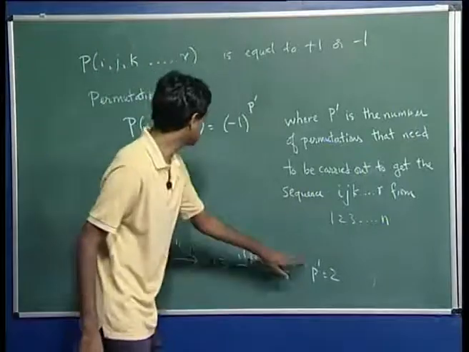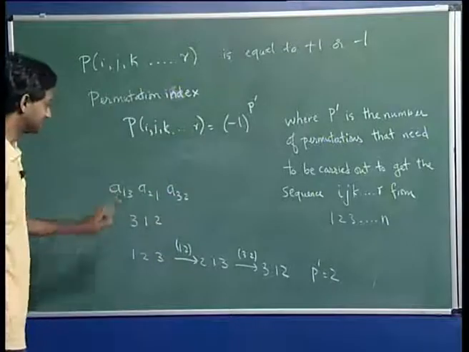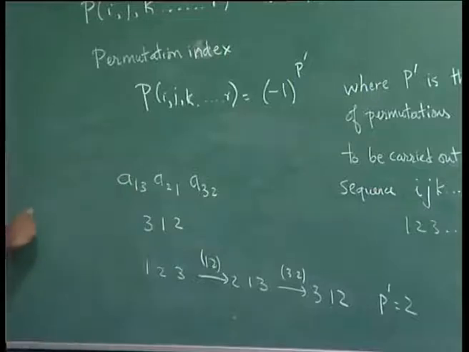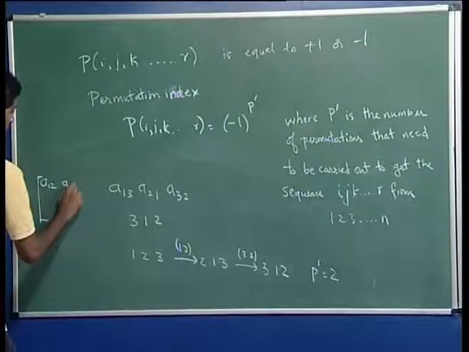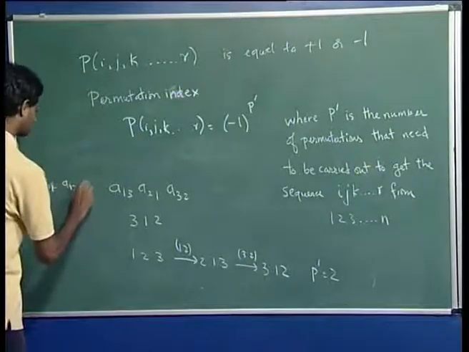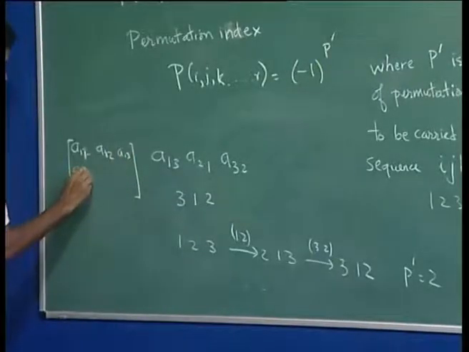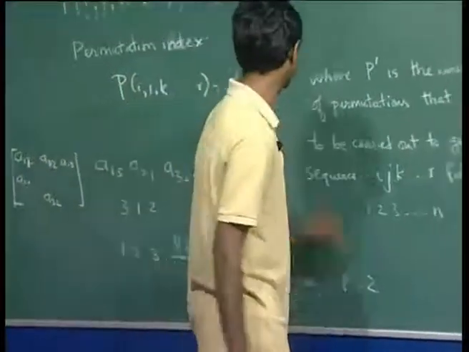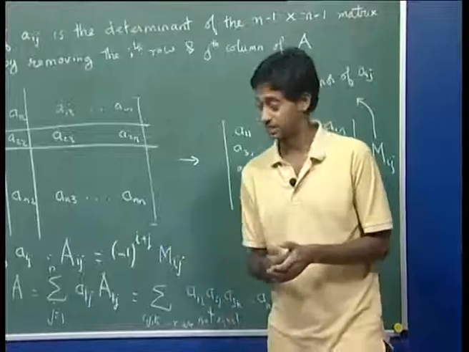So, p prime equal to 2 means you have minus 1 squared, that is plus 1. So, this term will appear with a plus sign in the determinant, and you can easily verify this, because if you take a 3 by 3 matrix, this term is a13 multiplied by a21 into a32, and clearly this should appear with a positive sign. Since p prime is 2, minus 1 raised to p prime is plus 1, and therefore, this permutation will appear with a plus sign.